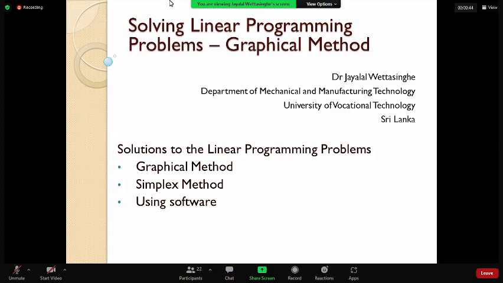Then there is another method called graphical method. Graphical method we can use to solve linear programming problems with two variables. If we have two variables, we can use the graphical method to solve linear programming problems. In today's class, I am going to teach the graphical method that can be used to solve linear programming problems. So we will see step by step how we can use graphical method to solve linear programming problems.